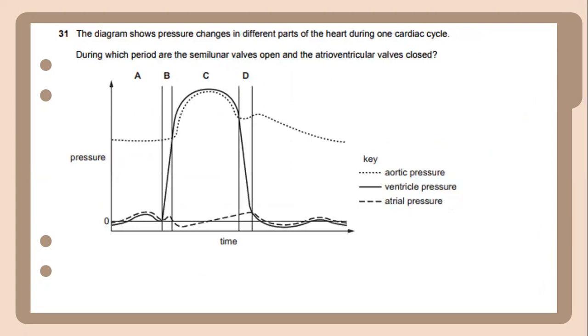The diagram shows pressure changes in different parts of the heart during one cardiac cycle. During which periods do the semilunar valves open and the atrioventricular valves close? The answer will be C.